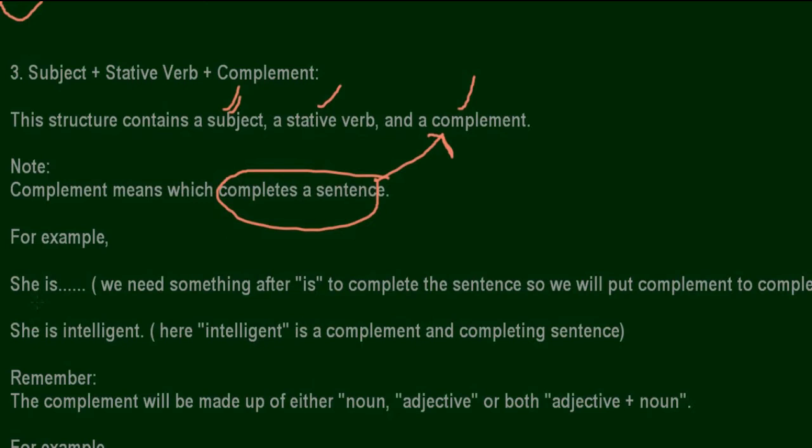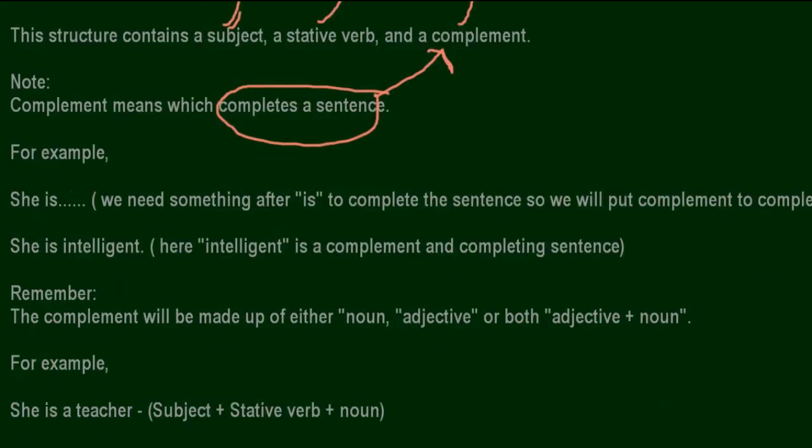For example, the first sentence I have is: she is. So what is she? She is intelligent, she is a teacher, she is sad, she is ugly, she is beautiful. For that reason we have to use a complement to complete this sentence. We need something after is to complete this sentence, and we put the complement there.